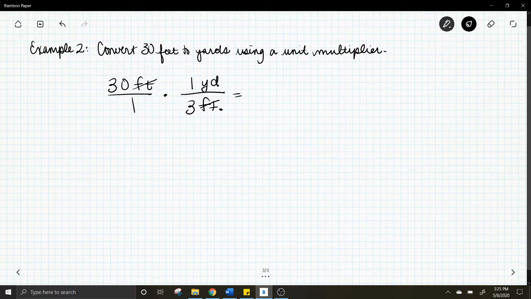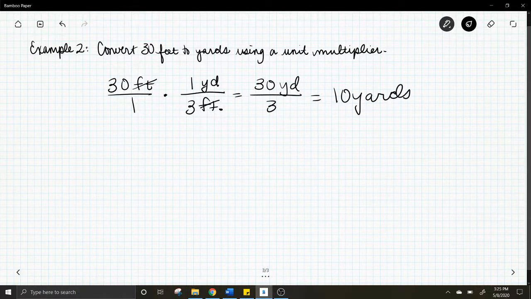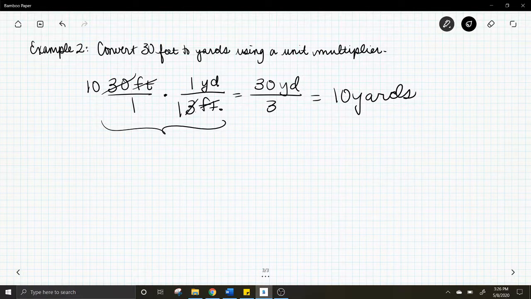Let's multiply across, and then I'll give you a second option. So 30 times 1 is 30 over 1 times 3. So 30 over 3 equals 10. And then our unit is yards. If way back before we started multiplying, you saw 30 and 3 that you could reduce, you are of course welcome to do that. And so it kind of took all the work away from you and you got 10 yards right away. Okay, so that's the gist of it.